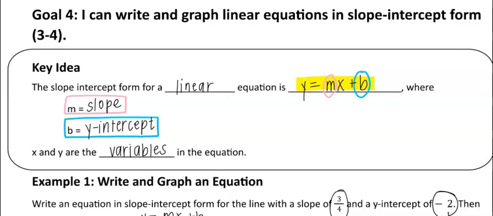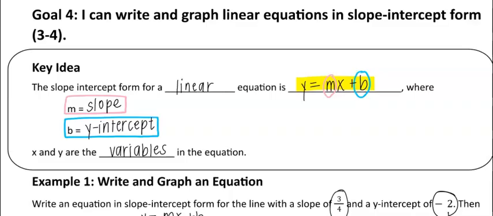Hey girls, welcome back. This video is building on what we learned about slope and standard form of linear equations, and we're just going to learn more about a different form to write linear equations in called slope-intercept form.